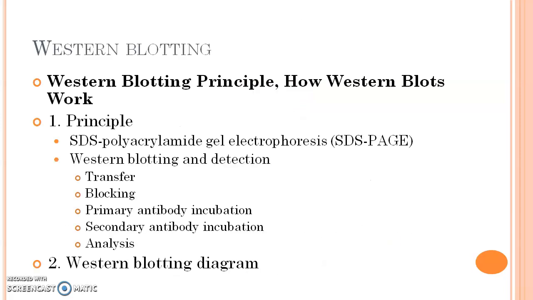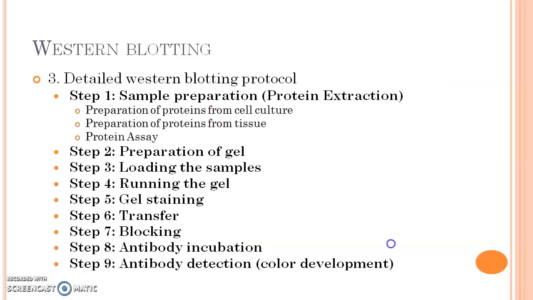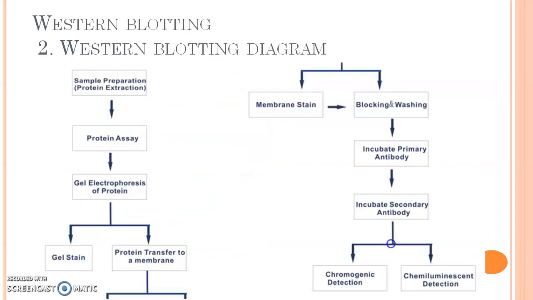So as far as Western blotting is concerned, in previous lectures we covered the principle, SDS-PAGE, Western blotting and its detection in five different steps: transfer, blocking, primary antibody incubation, secondary antibody incubation and analysis. In this video, we will go through the Western blotting diagram and the detailed protocol. From a study point of view, we will cover the first 3 protocol steps in this video and the remaining, step 4 to step 9, in subsequent videos.